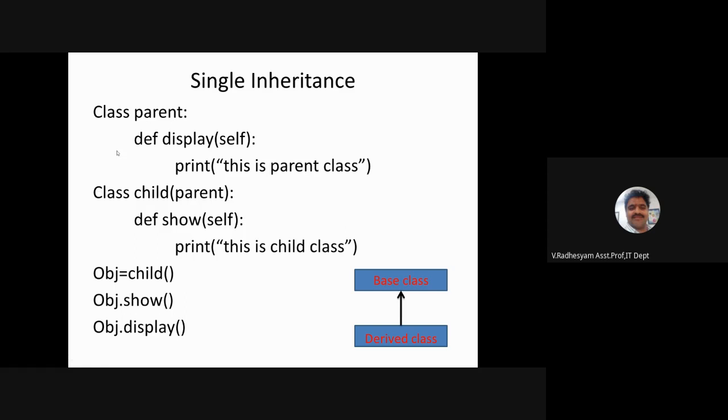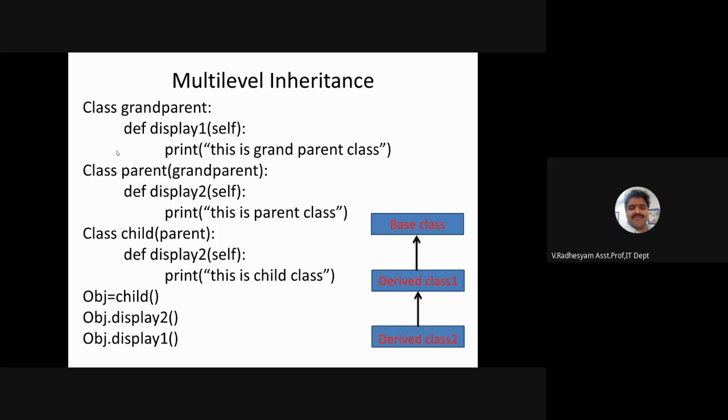That means there are only two classes. Between these two classes, we are forming a parent and child relation, or a base class and a derived class relation. This is a single inheritance. That is nothing but a parent and a child: one parent and one child.